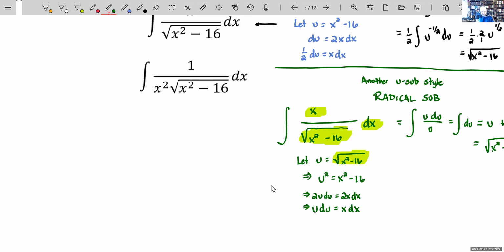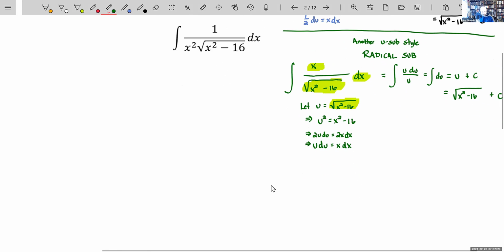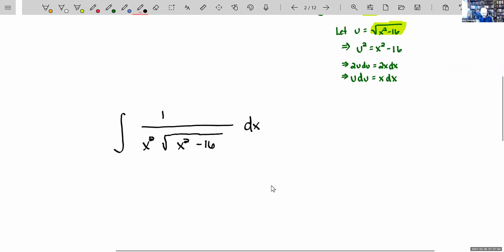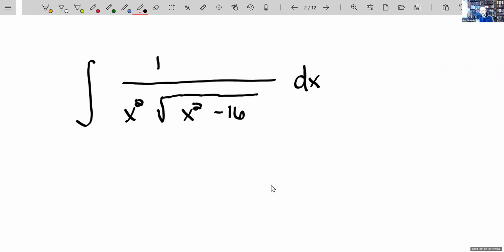But now let's take a look at the second integral. The integral of 1 over x squared root x squared minus 16 dx. And this one is not as easy. Just a simple change up in form, but the problem here is that if you were to allow u to equal the x squared minus 16, remember, du would steal away x dx, essentially. And we don't have an x dx to steal away. We have a 1 dx.